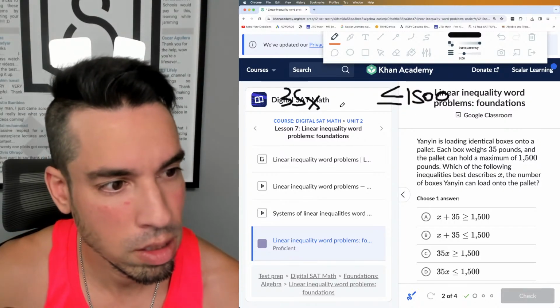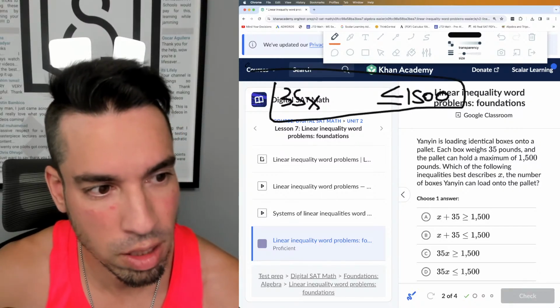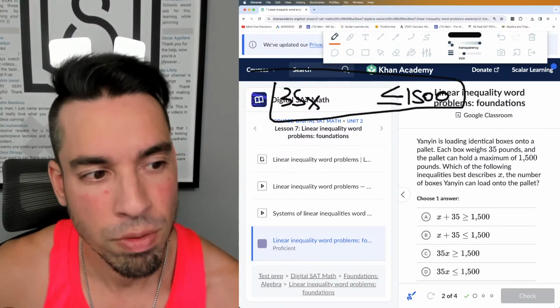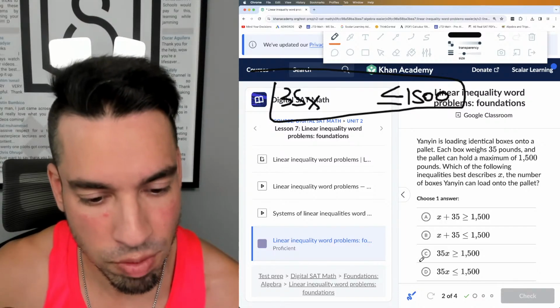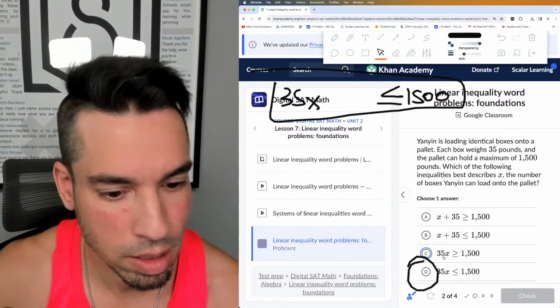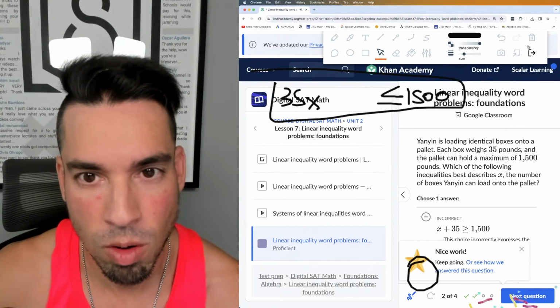Oh, is this it? I think this is it. There's our inequality, because there's nothing else we're putting on there. 35 times X must be less than or equal to 1,500, which means D is the winner, and that's how you break it down, okay?